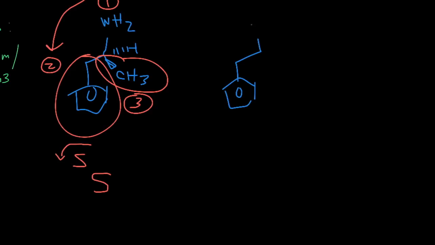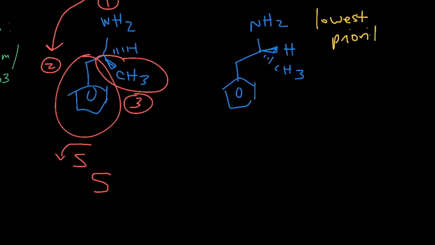For R configuration, okay, this is R. Remember, you have to put your lowest priority in the back, or in the dash. Not the dash diet, but the dash. So this is your wedge, this is your dash. Right here's your wedge, right here's your dash. So we're going to assign priorities right now. Please review that video I mentioned in case you don't remember all this.